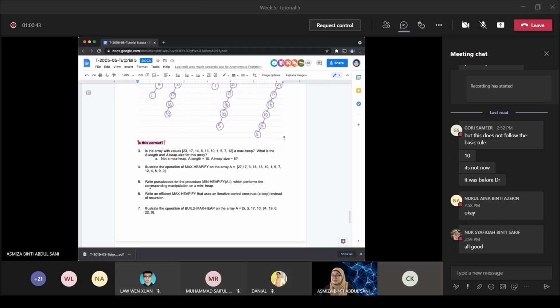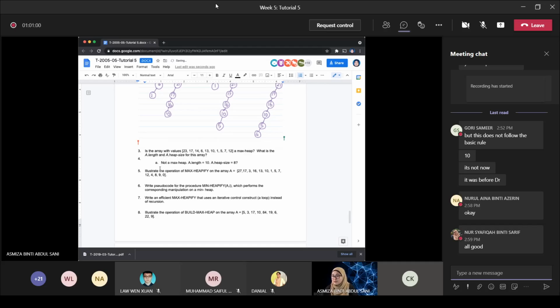So question number 3. Is the array with values 23, 17, 14, 6, 13, 10, 1, 5, 7, 12 a max heap? What is A.length and A.heap-size for this array? One of you has already provided me with an answer whereby A is not a max heap, length is 10, and A.heap-size is 8. Anybody got a different answer?